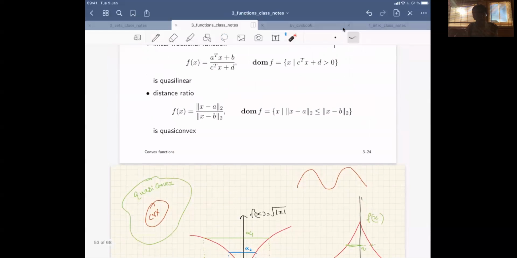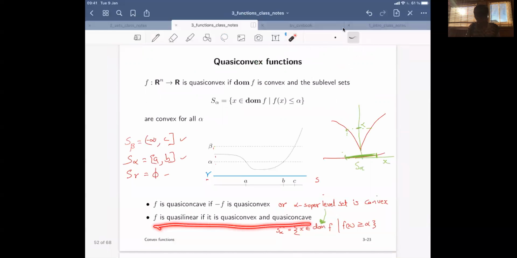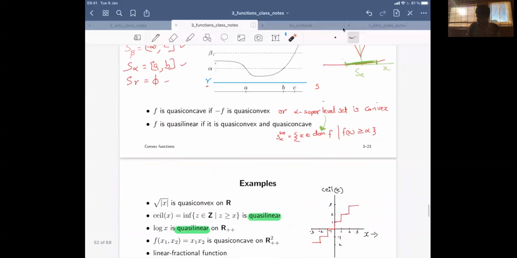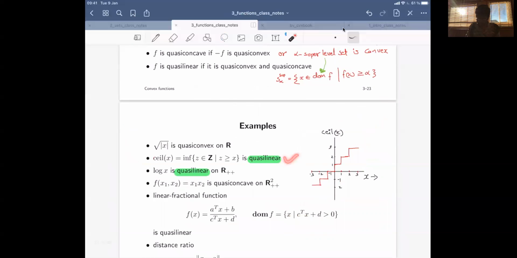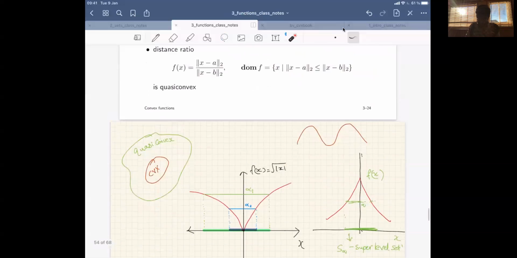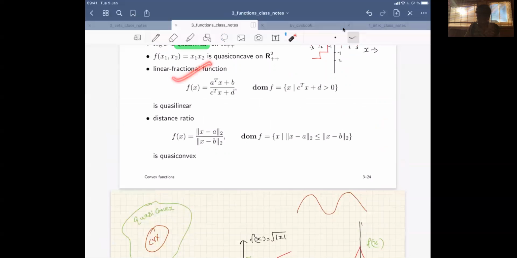Don't worry, we are just taking some crazy function and examining its quasi-convexity. We just define a function like this, and now we are checking whether it's quasi-concave, quasi-convex or not. But if it is both quasi-convex and quasi-concave, what is the name of that function? In general, that is quasi-linear. So we saw some quasi-linear functions: one is the ceiling function, the other one is log x, right? This one is also quasi-linear, and now we are checking this one.